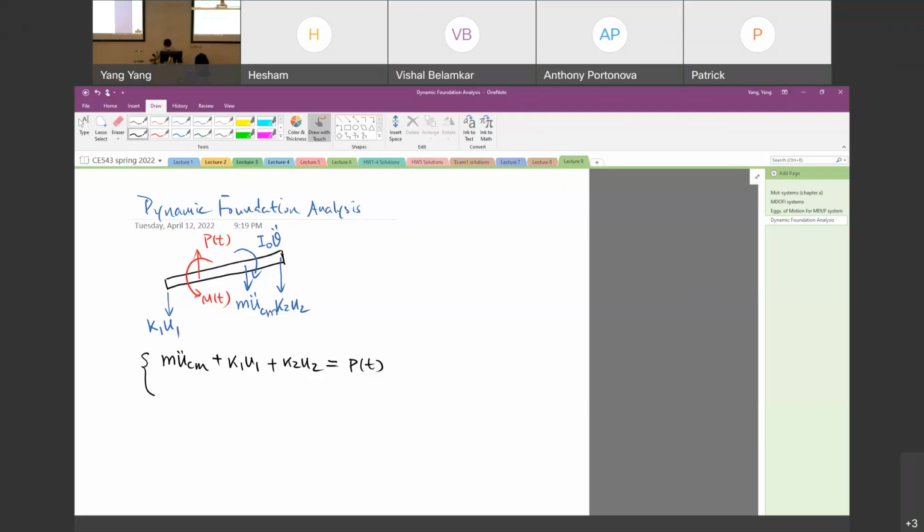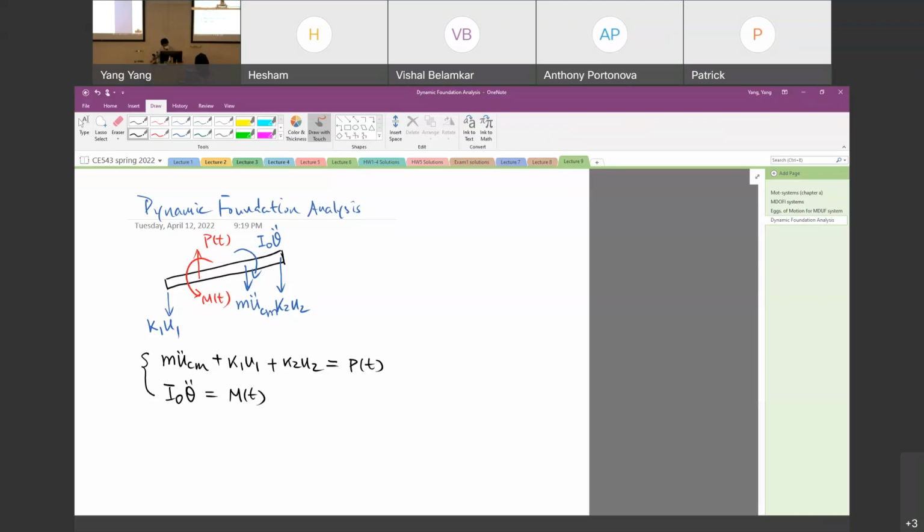We also need to consider the equilibrium of moments. So who would like to do the second equation? I zero theta double dot equals mt. Yes. Thank you, Hisham.